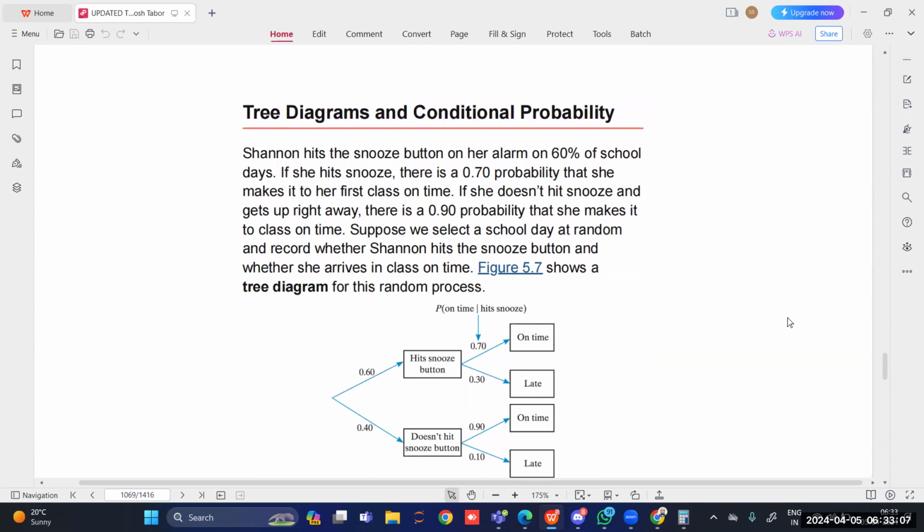So the last topic of today and this chapter also: tree diagrams and conditional probability. Sharon hits the snooze button on her alarm on 60% of school days. If she hits snooze, there is a 0.70 probability that she makes it to her first class on time. If she doesn't hit snooze and gets up right away, there is a 90% probability that she makes it to class on time. Suppose we select a day at random and record whether Sharon hits the snooze button and whether she arrives in class on time. Show a tree diagram of this random process.